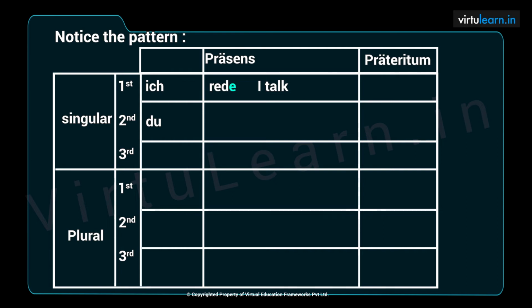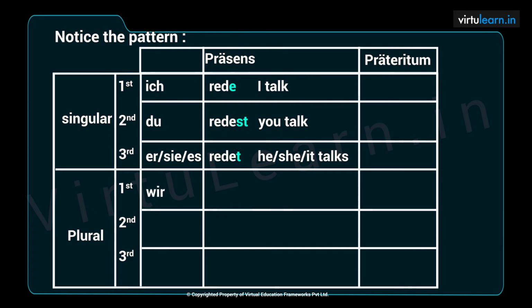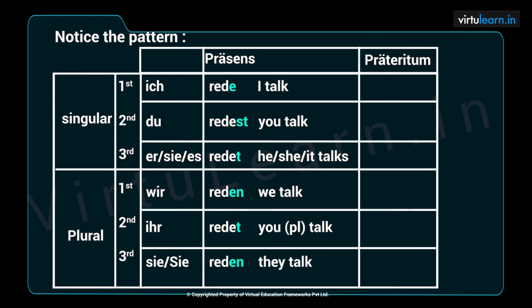To make the pronunciation more appealing, after the stem ending D, an additional E is added before the ending ST. So it becomes redest. Du redest. Similarly, for er, sie, es, after the stem and before the ending, an E is added. So it is redet. Ich rede. Du redest. Sie, es redet. Wir reden. Ihr redet. Sie reden. So the additional E is added in du, er/sie/es and ihr forms in present.